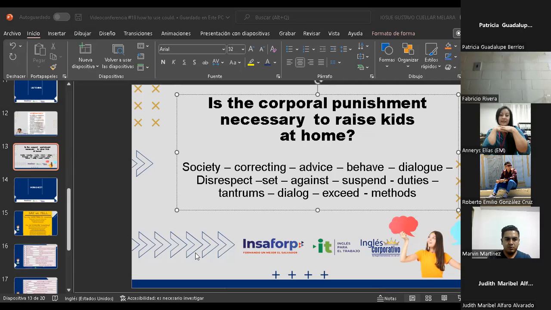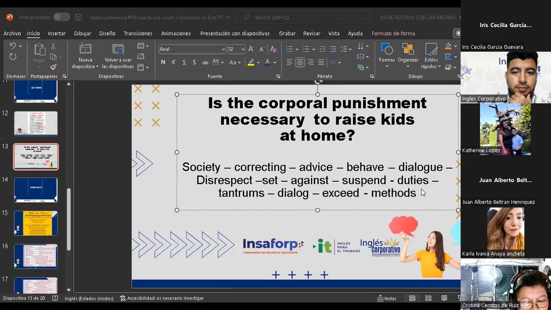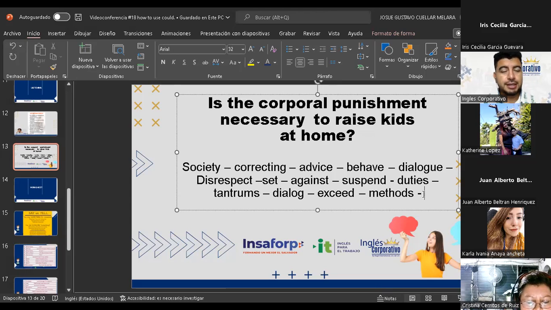No, because it is a violent way of correcting that affects psychology, and it is a behavior that, when done constantly, the child can consider to be normal. Yes, that is something negative of using corporal punishment, that the kid may think that that's normal. So when he or she grows up, he or she is going to continue with that chain. That's one possibility, and that's true.